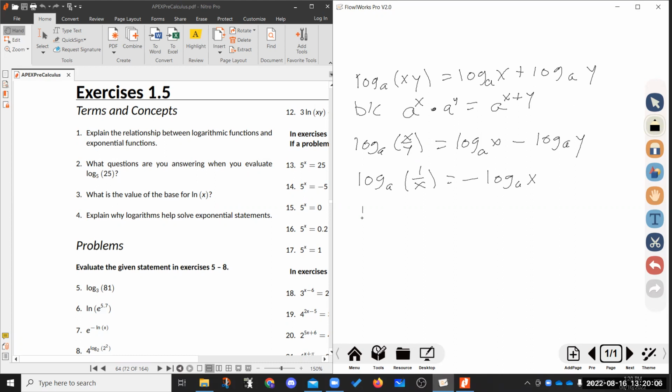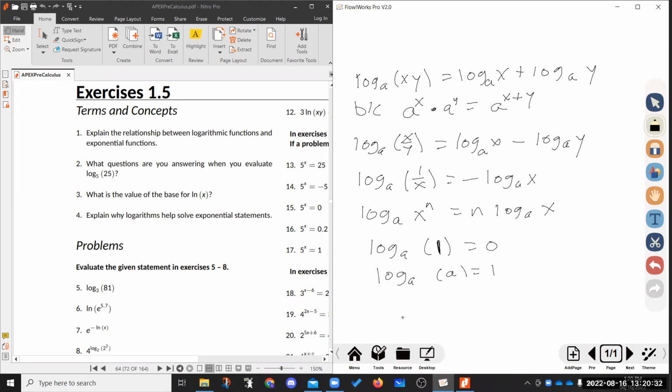That's a specific example of log base a of x to the n is n times log base a of x. Log base a of 1 is 0 no matter what the base is. And log base a of a itself is 1.